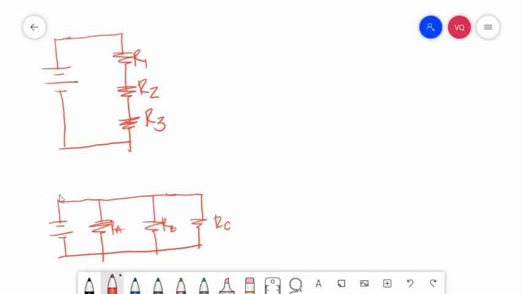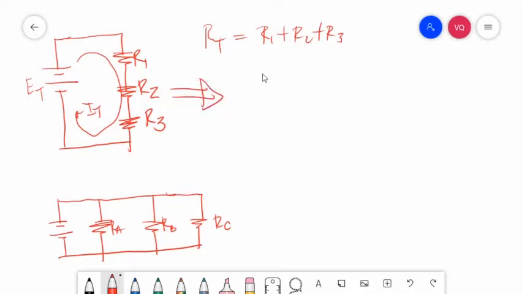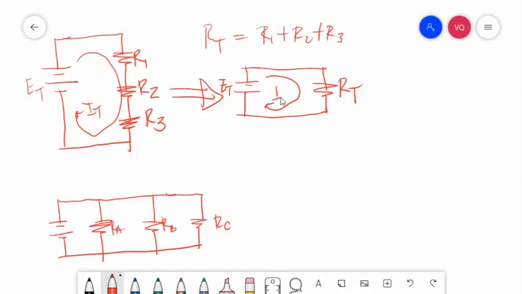Here, let's just recall: we have a series circuit, R1, R2, and R3 connected in series. We can solve our total resistance as R1 plus R2 plus R3. And we have a total current, IT, and total voltage. If we simplify this circuit into a simple Ohm's law circuit, this will be our total resistance, right? And our total voltage and our total current.